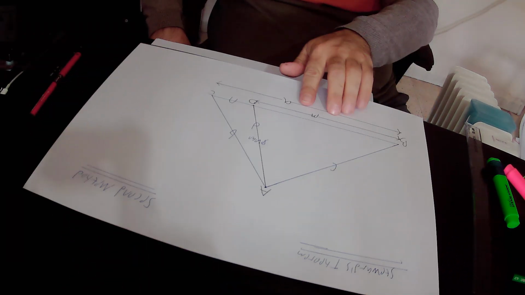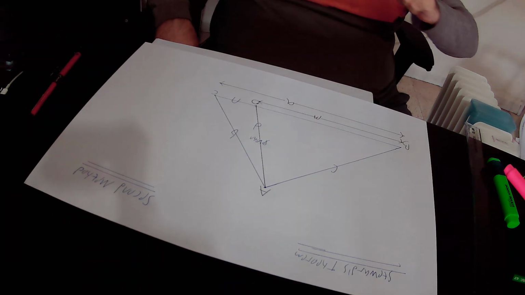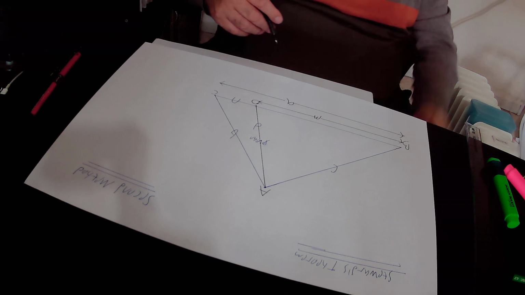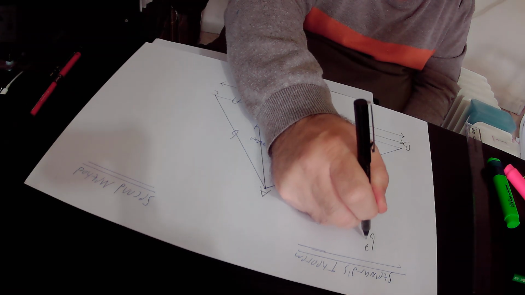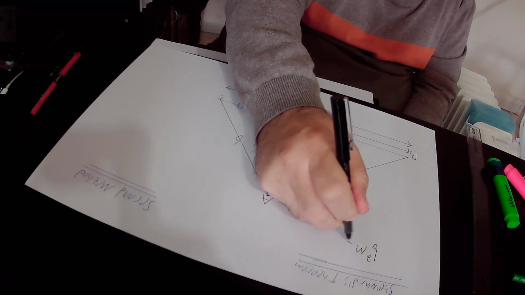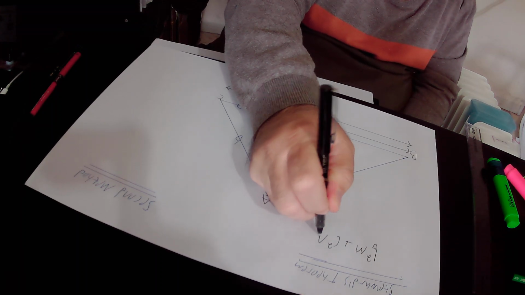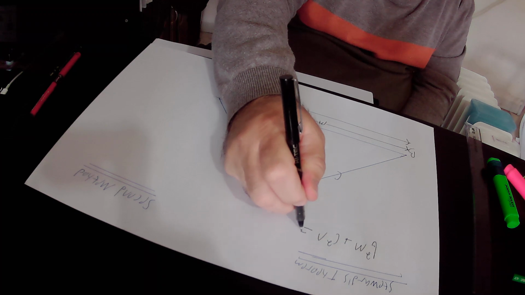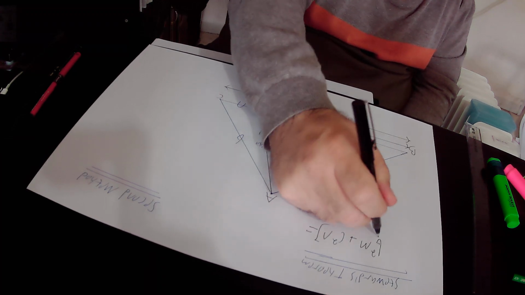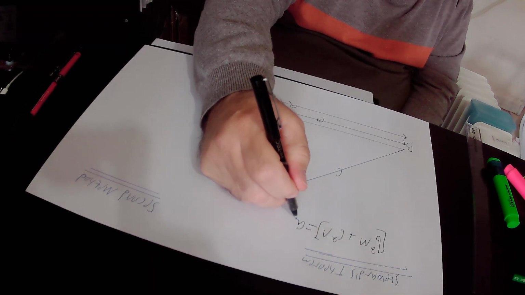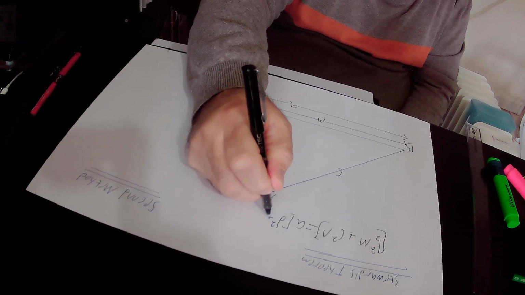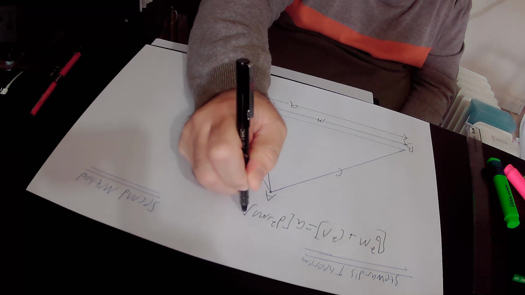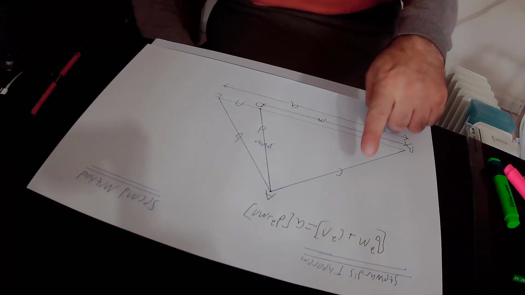So I write down again Stewart's equation here. According to Stewart's equation, b squared m plus c squared n equals a, inside the brackets we have d squared plus mn. Okay, so we prove that this equation is true.